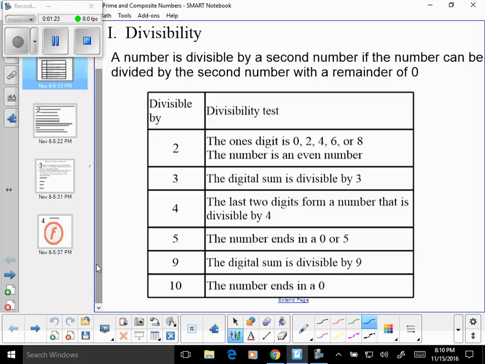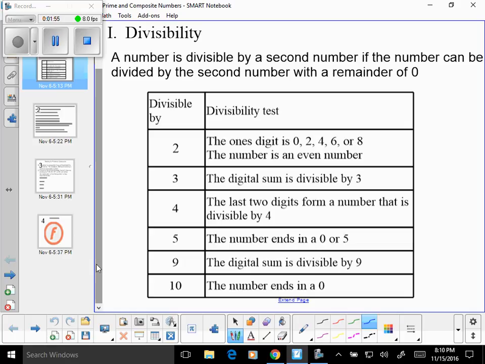In the test for 4, we are only going to look at the last 2 digits, tens place and the ones place. If the tens place and the ones place form a number that is a multiple of 4, like 04, 08, 12, 16, 20, 24, then we know that the whole number is divisible by 4. The test for 5 is pretty much, people remember that one. It either ends in a 0 or a 5.